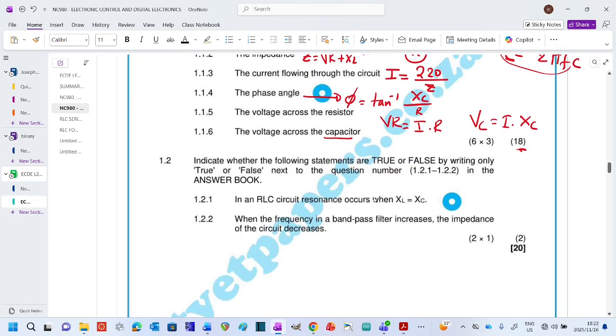Alright, so there are some true or false. In an RLC resonance circuit, resonance occurs when XL equals XC, this is true. And here, when the frequency in the bandpass filter increases, the impedance of the circuit decreases. This is false. So that's it for question 1 for 2022. Yeah, that was easy. So I think we're going to just go straight to other questions.